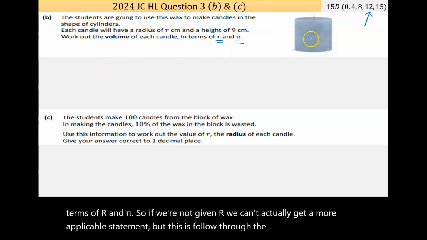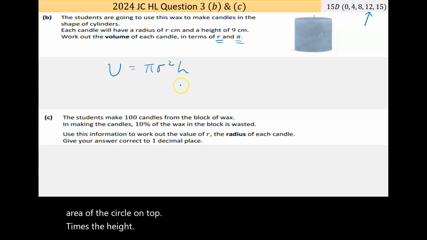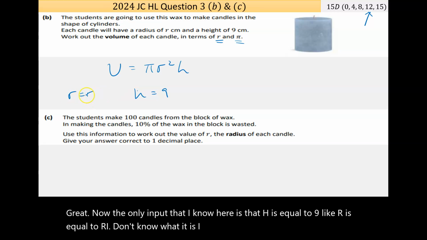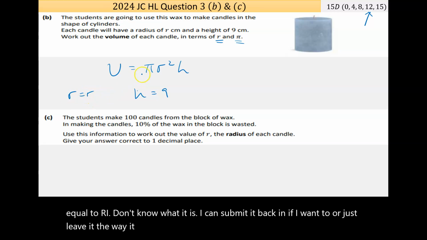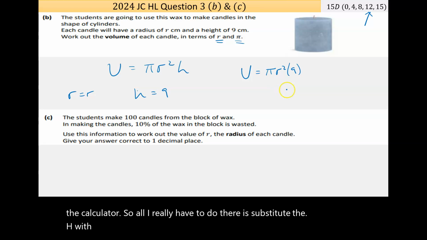So this is a cylinder. The volume of a cylinder is pi r squared, so the area of the circle on top, times the height. Now, the only input that I know here is that h is equal to 9. r is equal to r, I don't know what it is. So I can sub it back in if I want to, or just leave it the way it is. And pi is always the number 3.14, and it's in the calculator. So all I really have to do there is substitute the h with 9, and I always substitute in brackets.